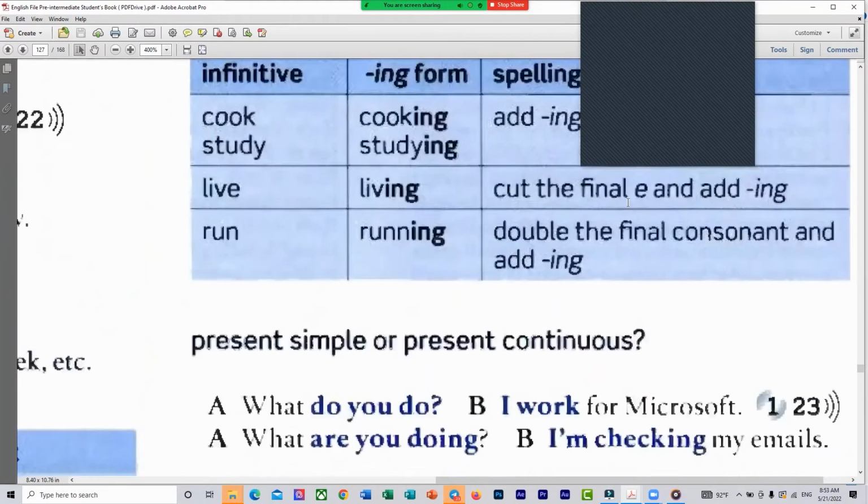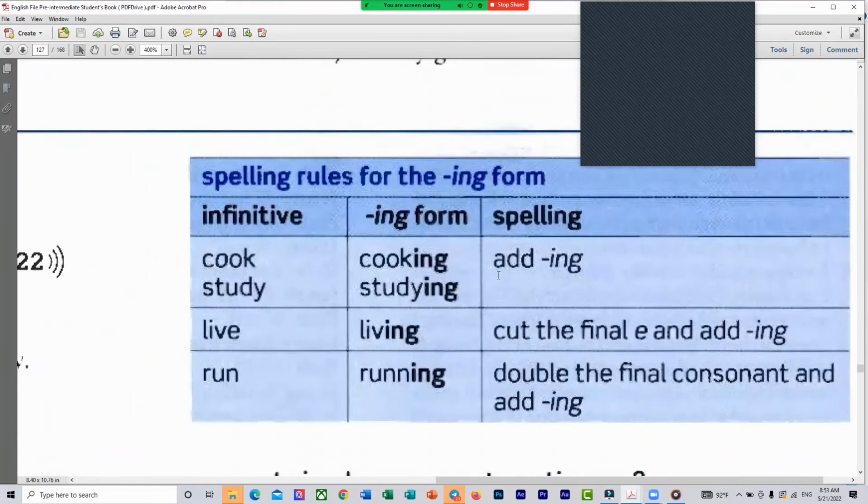And then let's go to the spelling rule. Spelling rule is also important for grammar learners because for writing, we need exact, correct spelling. For a normal verb, we just put the ing form. For example, cook, we just put ing, we pronounce cooking. Study, we just add ing.